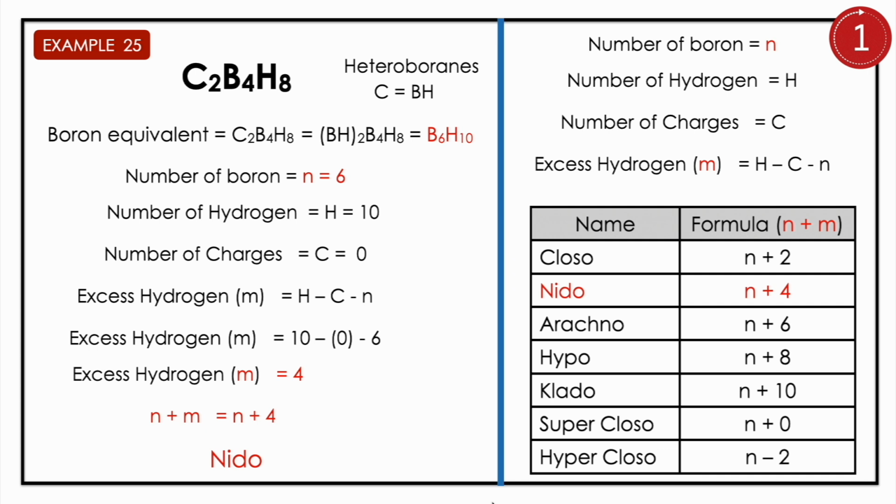We will find the excess of hydrogen. First step will be finding the borons. Number of borons are 6, so N equals 6. Hydrogens are 10, so H equals 10. There are no charges, so C equals 0. So the excess of hydrogen will be H minus C minus N. If you substitute the values, it is 10 minus 6, which gives 4. So it is an N plus 4 system. If you look at the table, N plus 4 means Nido structure. So according to Wade's rule, C2B4H8 has the Nido structure.